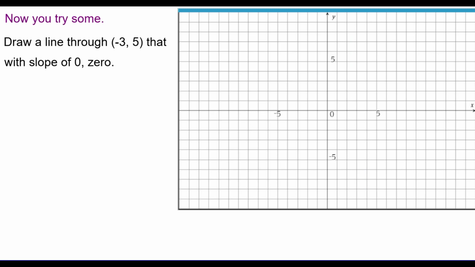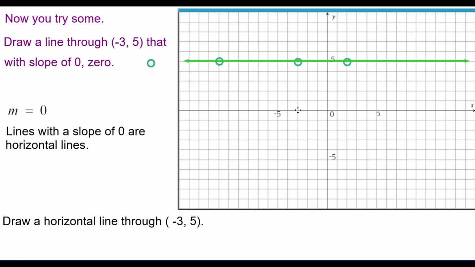Let's try some other ones. Through the point -3, 5, a line with slope 0. Pause as needed. Resume when you're ready. So -3, 5 is here. Slope of 0 means it's a horizontal line. And there's our horizontal line.